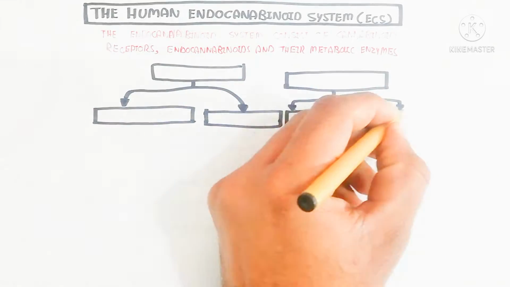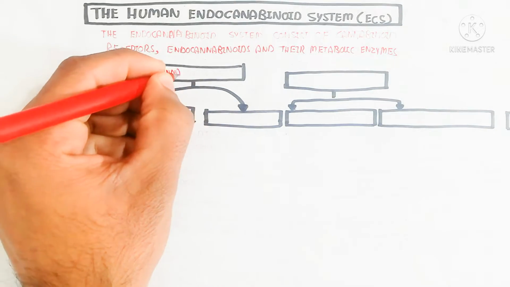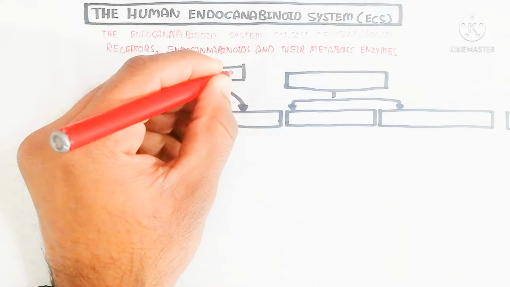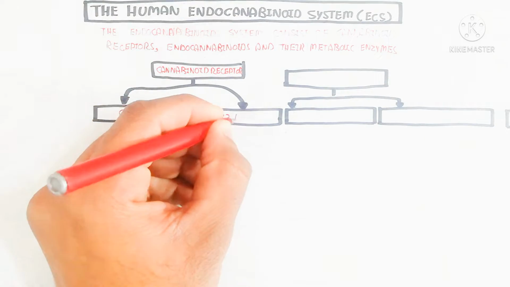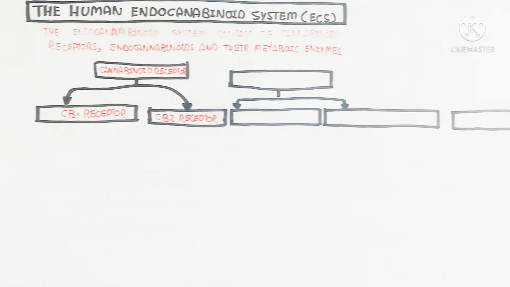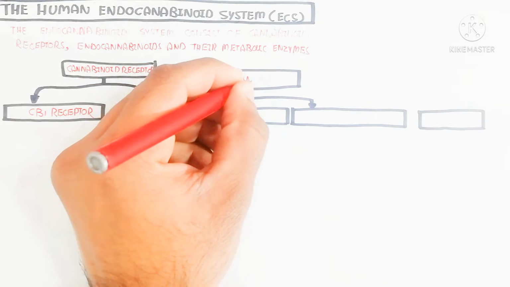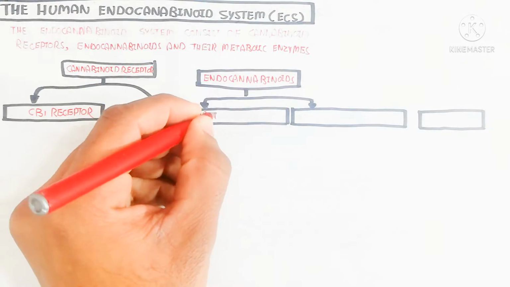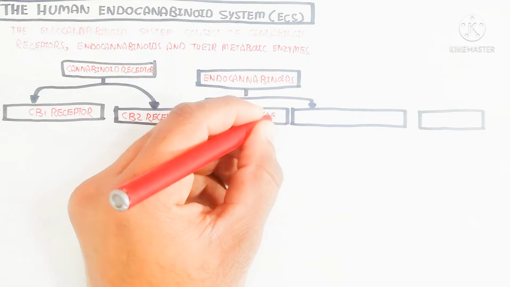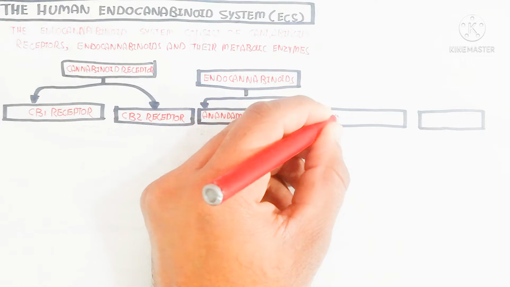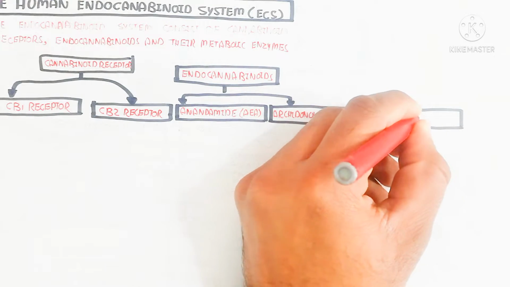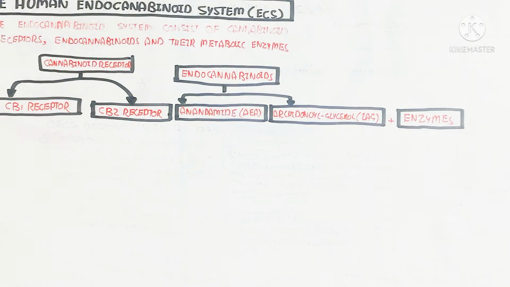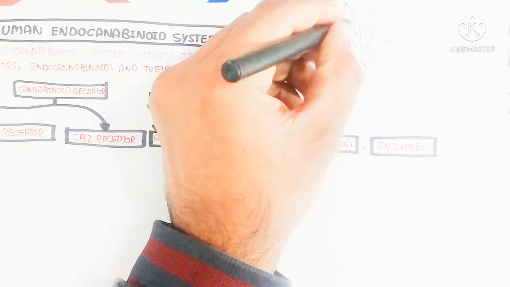So first of all, the endocannabinoid receptors are of two types, the CB1 receptor and CB2 receptor. While the endocannabinoids, the endogenous chemicals present in the human body, are known as anandamide (AEA) and 2-arachidonoylglycerol (2-AG), as well as the enzymes for their degradation.